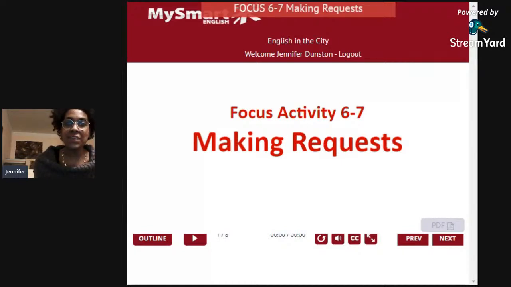Tonight's focus activity is level 6 and 7. And in tonight's focus, we're going to be talking about making requests. Making a request is almost like asking a question or asking permission or asking someone to do something.